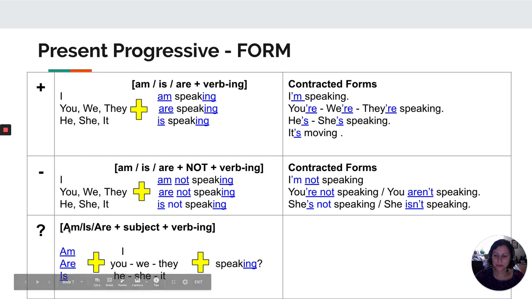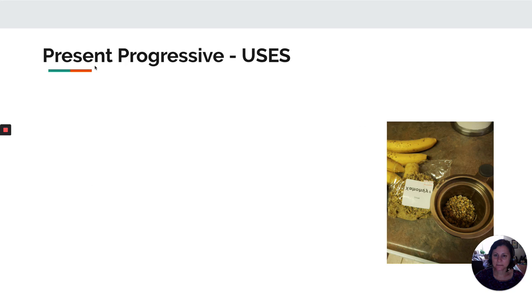For questions, you're going to put the verb first. Am, are, is. This is the helping verb. Am I speaking? Are you speaking? Is he speaking?